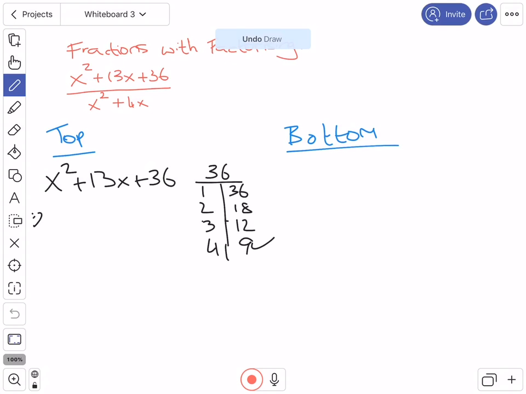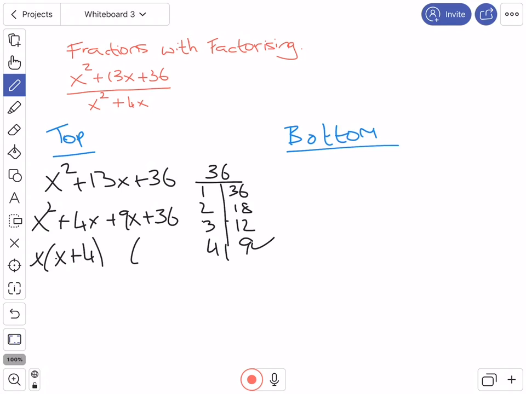So I'm going to replace this now with x squared plus 4x plus 9x plus 36. And I'm going to take out what's common from the first two. X is common in the first two. I can see now I need to write my x plus 4 on this side. And I must have taken out a plus 9 because the signs didn't change. My last line then is x plus 9 and x plus 4. And that's that top bit done.